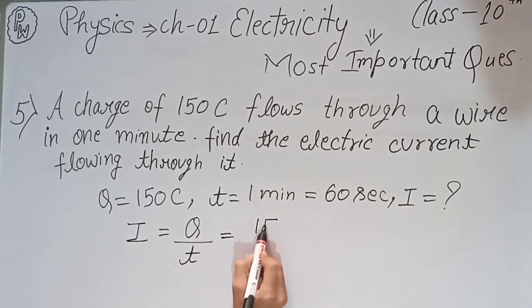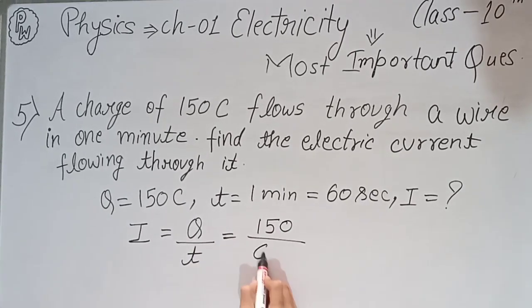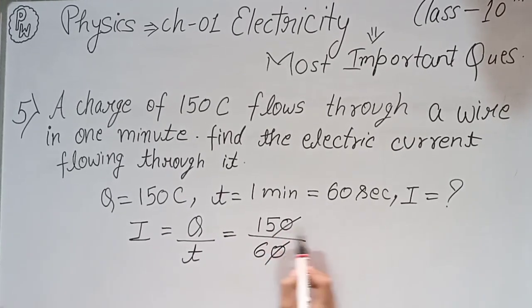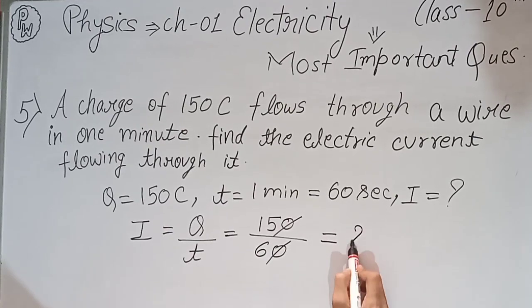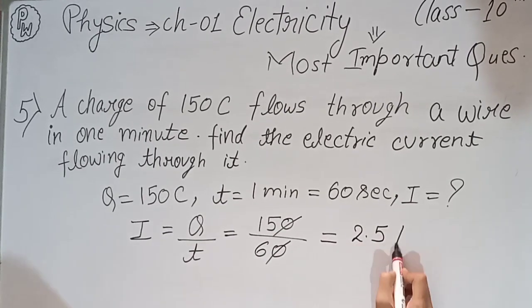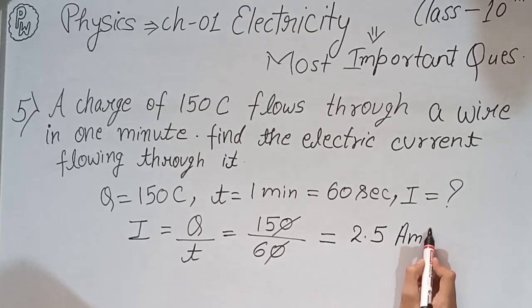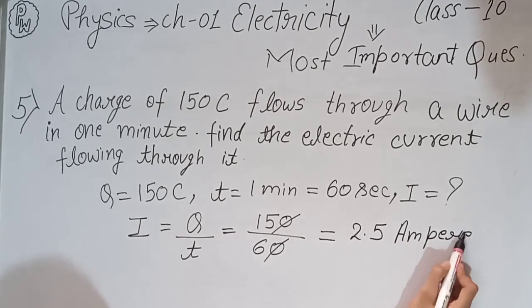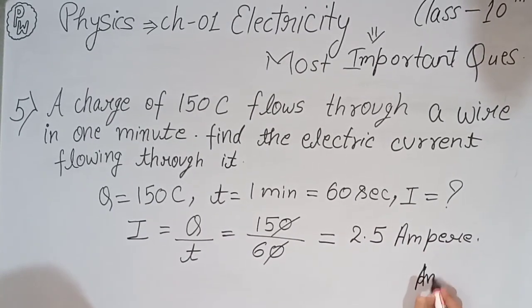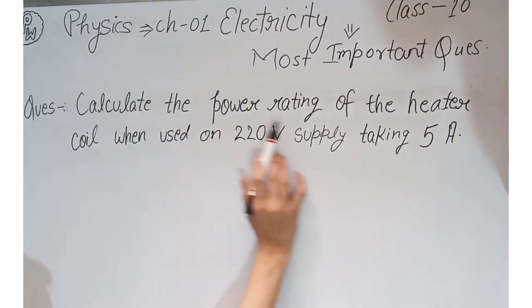Okay, so put the formula I equals Q upon T and write 150 in place of Q and 60 in place of T. Now normally cut it and your answer will be 2.5 ampere. Note that ampere is the SI unit of current.